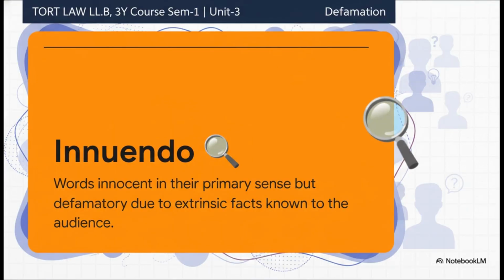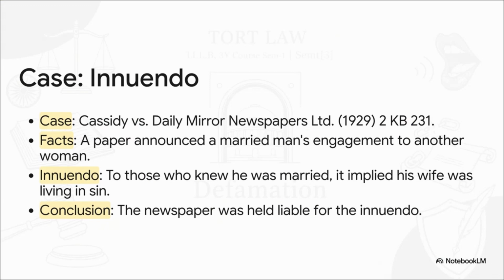We now address the legal doctrine of innuendo. This applies where words appear innocent in their ordinary meaning, but contain a secondary defamatory meaning known to a section of people who are aware of special extrinsic facts. In such cases, the plaintiff bears the burden of pleading and proving this latent defamatory meaning. The quintessential example of innuendo is the case of Cassidy versus Daily Mirror Newspapers Limited, 1929, 2 KB 231.